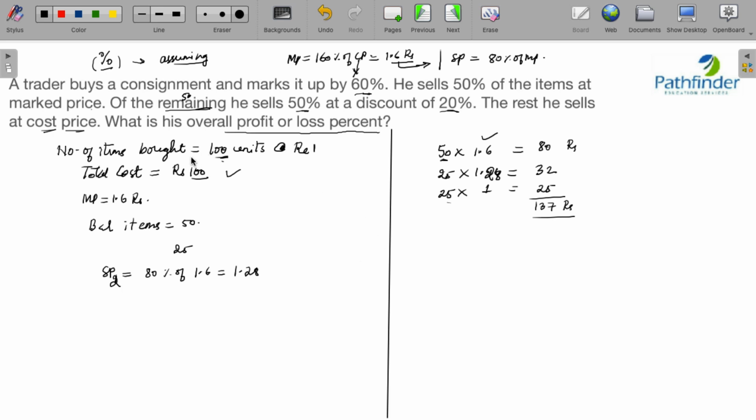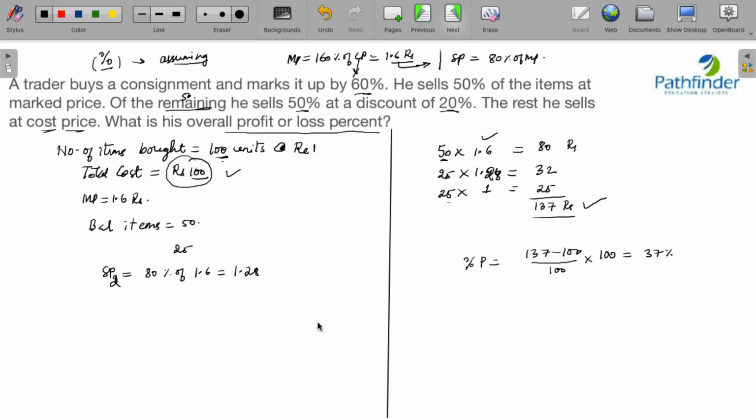What was your original cost? 100 rupees. What is your sale? 137 rupees. So percentage profit now can be easily calculated as 137 minus 100 upon 100 into 100. That is 37%.